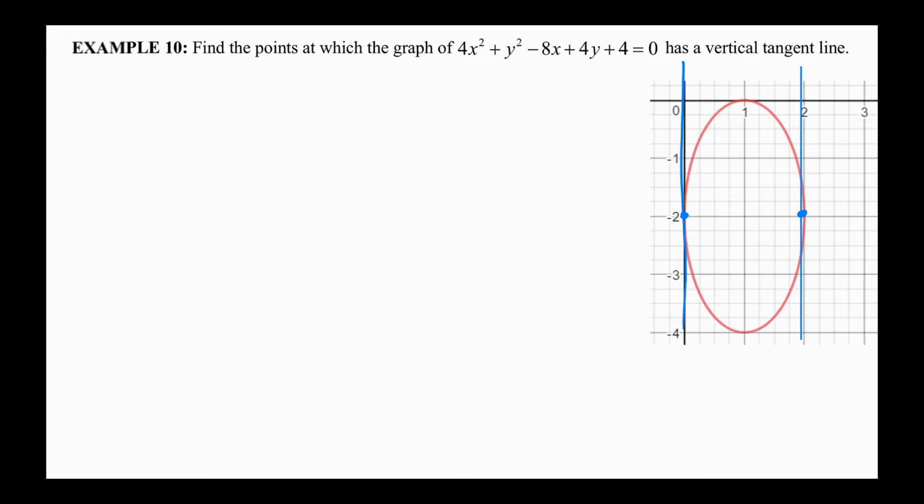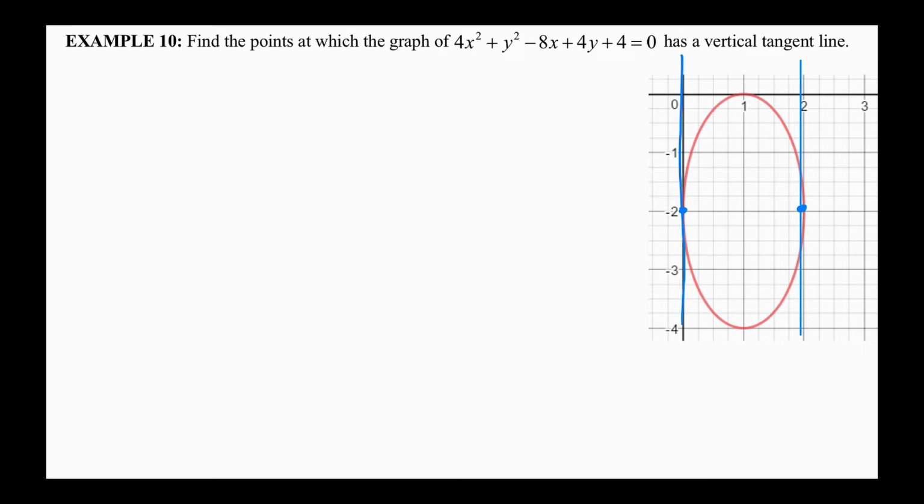So first thing we got to do is find the derivative, okay? So let's find the derivative of the equation they give us. So we get 8x plus 2y dy/dx minus 8 plus 4 dy/dx. And then the rest is just plus 0 because the derivative of 4 is 0 and the derivative of 0 is 0. So it's just equals 0. Okay.